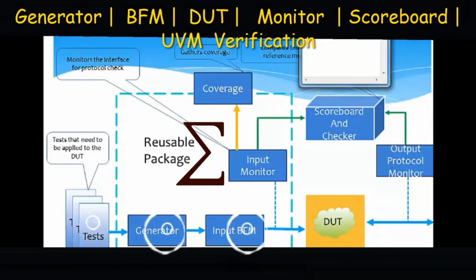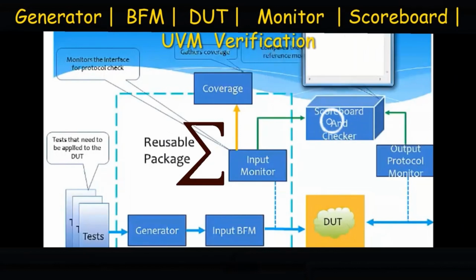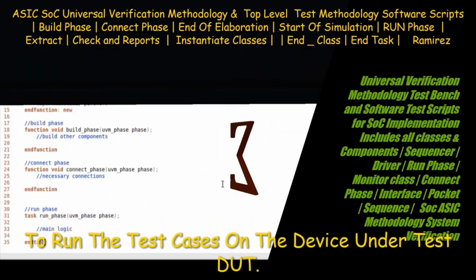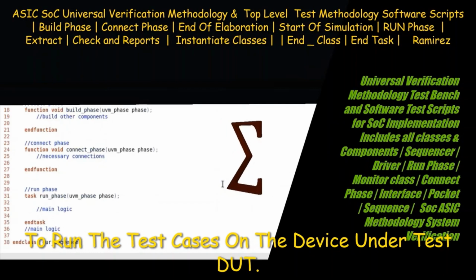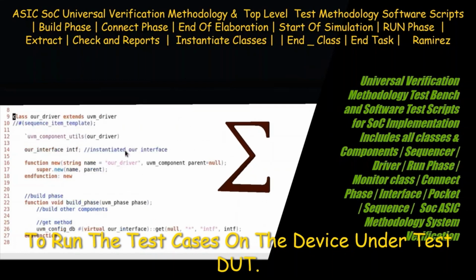And the run phase collects the process from the device under test into the output protocol monitor and calls it in the scoreboard, as you can see from the block diagram, to run the test cases on the device under test. If the test cases are clean, then you can report the results and get an actual report.